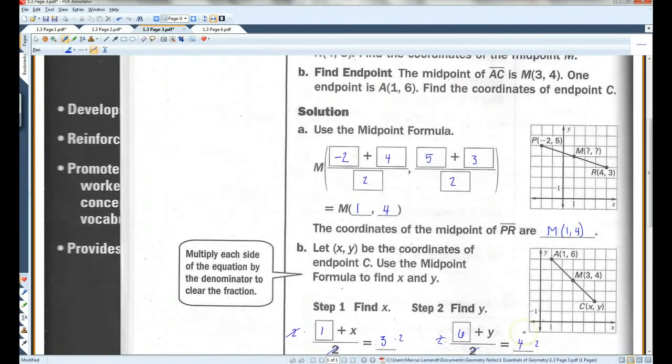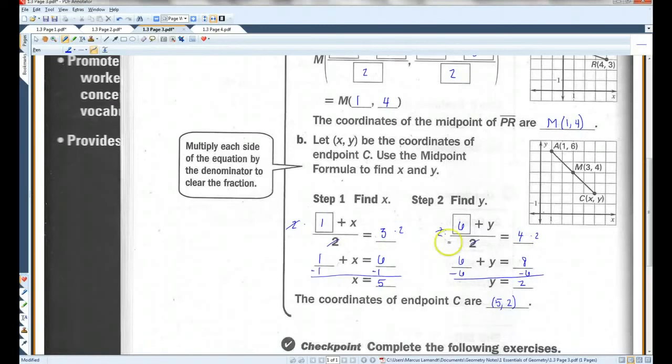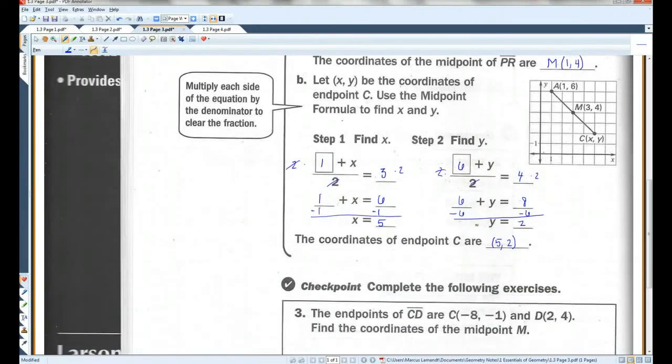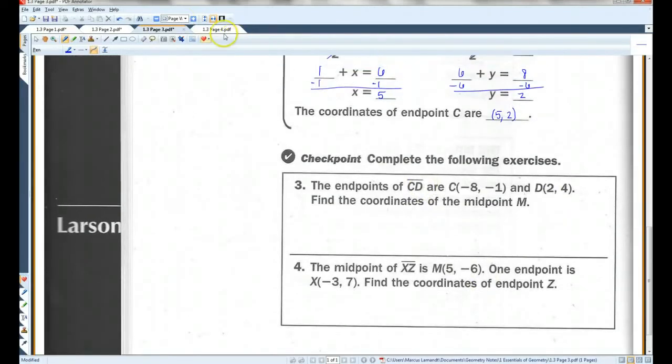Okay, so if you're given 2 endpoints and asked to find the midpoint, this is what you want to do. If you're given an endpoint and a midpoint, this is how you want to go about solving for it. Okay? Alright, another checkpoint. I'll let you guys pause here and try this one. Last page.